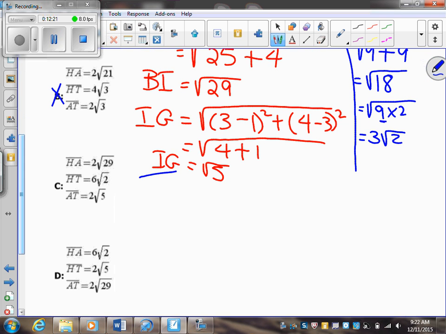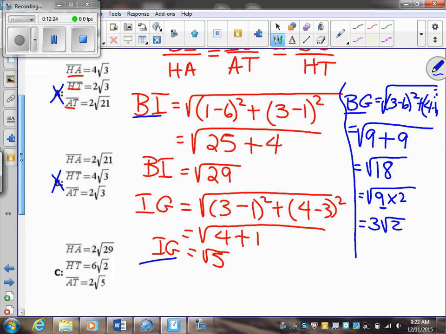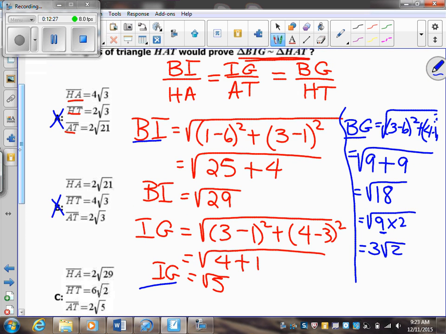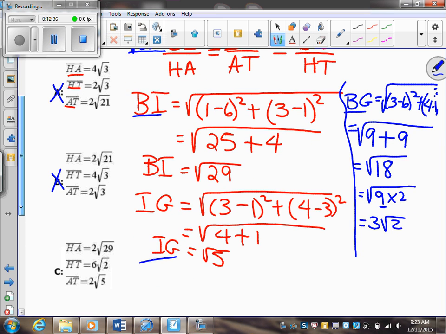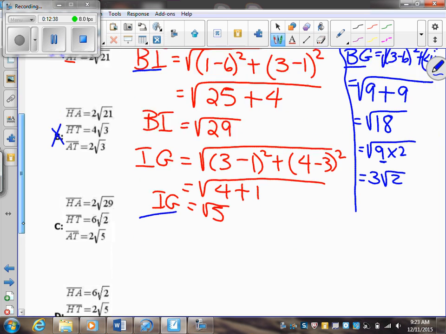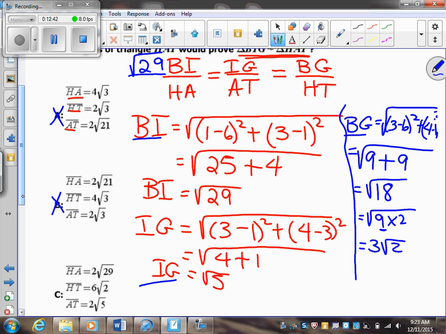And to determine between the two, you have to look at my ratio. So BI is the square root of 29, right? Over HA needs to have square root of 29. So HA for C is 2 square root of 29. So they can simplify and you're going to end up with 1/2. The same thing with IG is square root of 5. So AT needs to be 2 square root of 5. So this cancels out, you end up with 1/2.